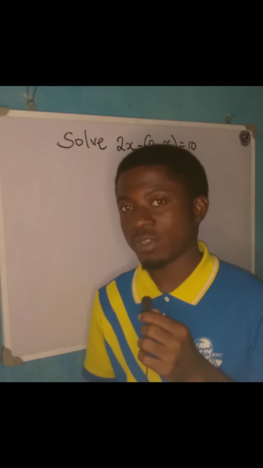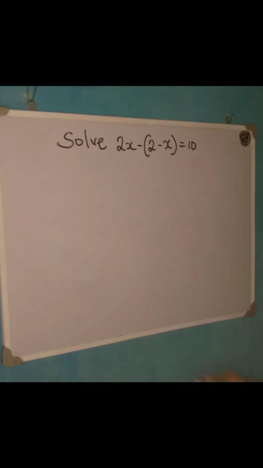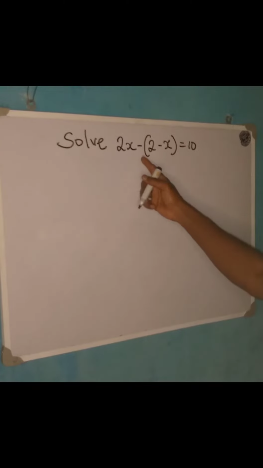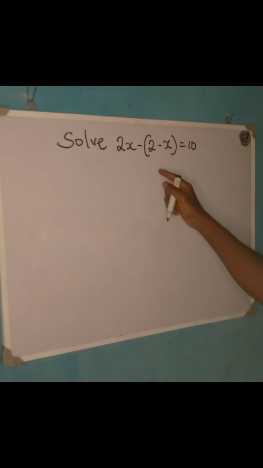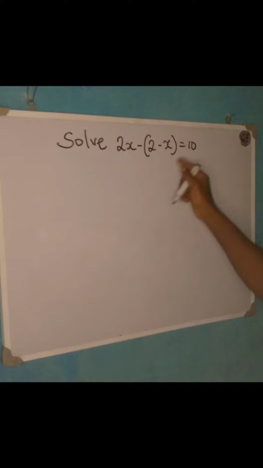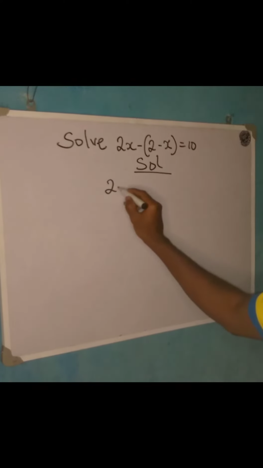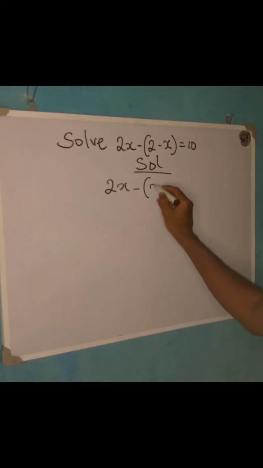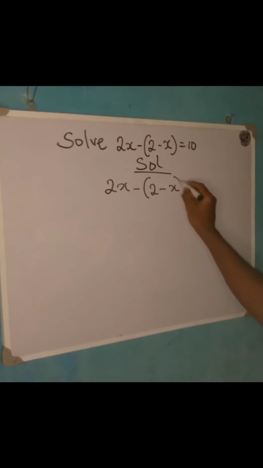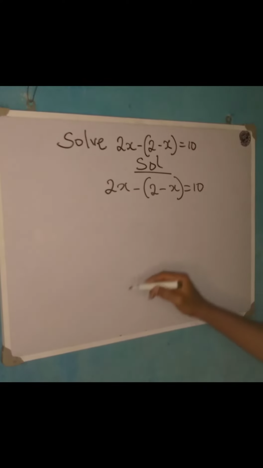Let's go there. We have 2x minus open bracket 2 minus x close bracket equals 10. Solution to this problem: we have 2x minus open bracket 2 minus x, then everything equals 10.